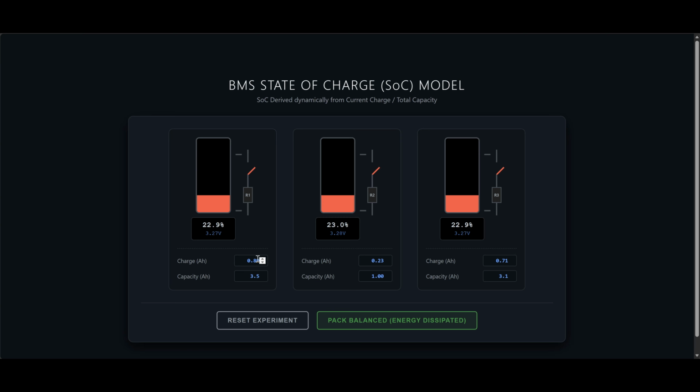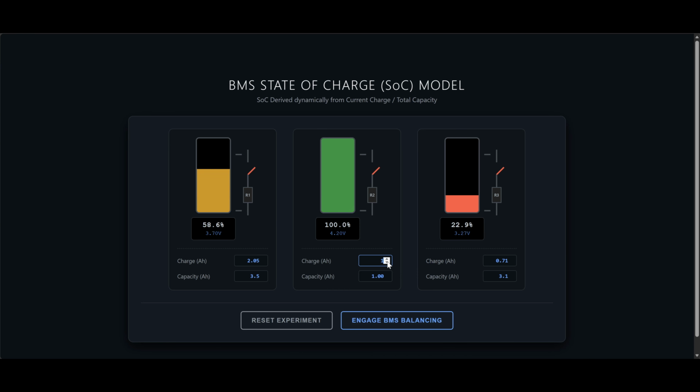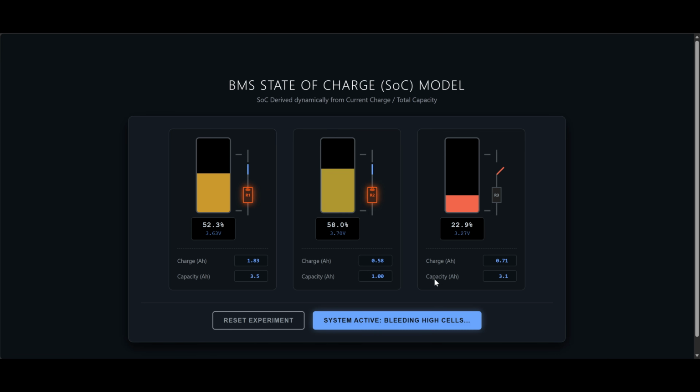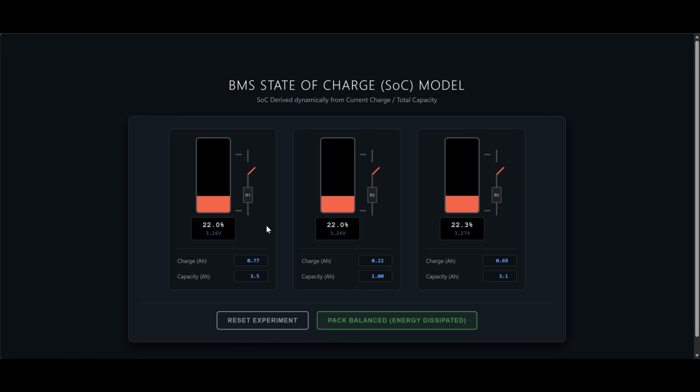Okay, so suppose I increase my current available charge again, right, and with this one, maybe this one will be more. Okay, and if I start the balancing again, then only these cells will be balanced, right? And you will be able to achieve the relevant SOC level with the help of the balancing.